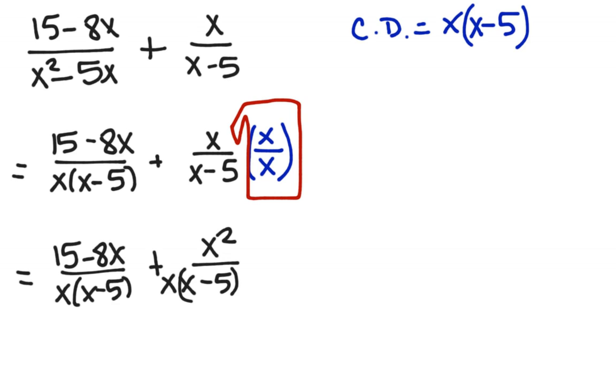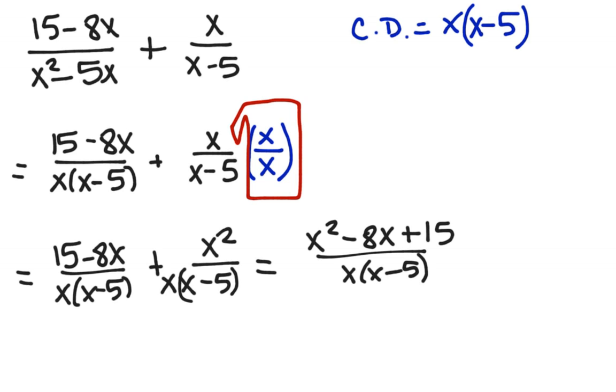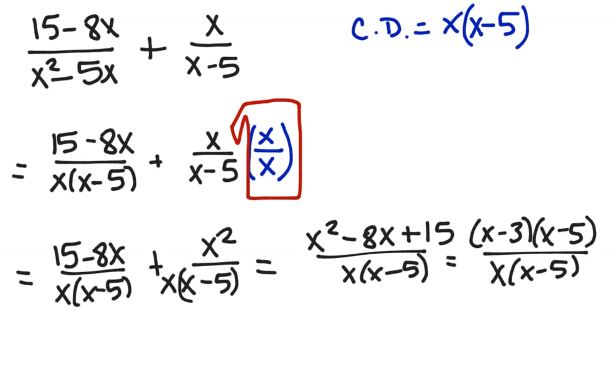Now I have common denominators and I can add. We write my answer in standard form when I add them: x squared minus 8x plus 15 over x times the quantity x minus 5. And like in our earlier example, we have to check, can we factor that numerator, which we can in this case. It factors into x minus 3 times x minus 5. And that's important because it allows us again to simplify. I have a common factor of x minus 5 in numerator and denominator, so I can reduce that, and that leaves me with my final answer of x minus 3 divided by x.